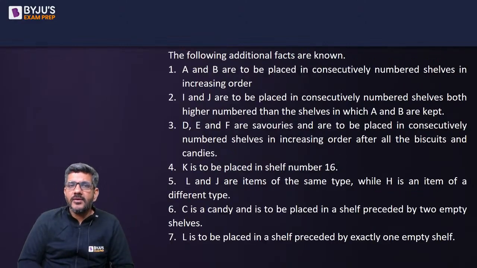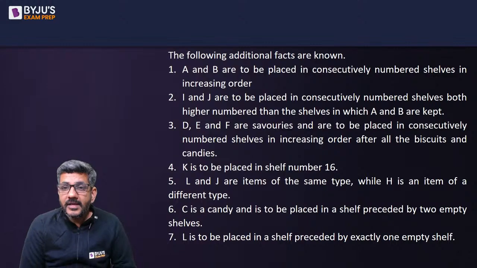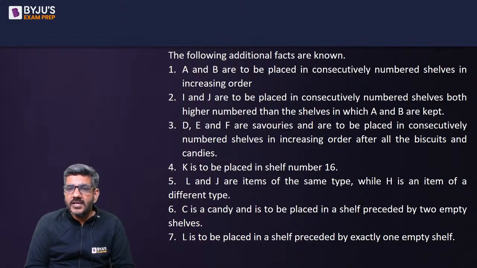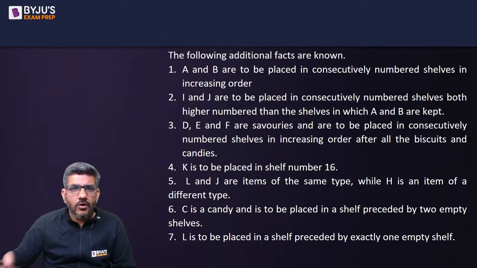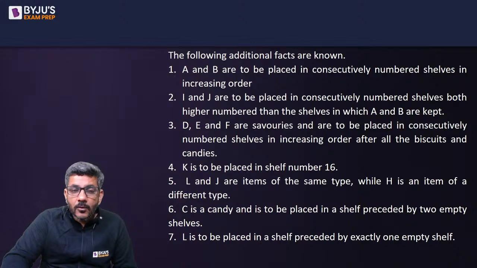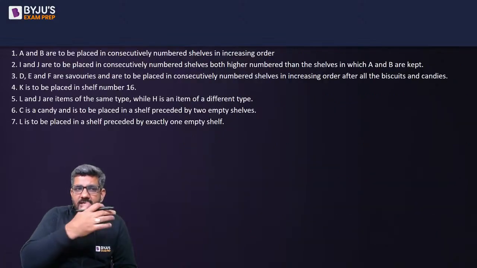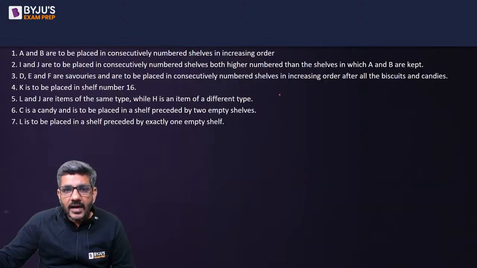And then there are more informations. A and B are to be placed in consecutive numbered shelves in increasing order. I and J are placed in consecutive numbered shelves. D, E, F are savories are to be placed, so on and so forth. All of this is given to us. What I have done, I have put up all this data on one single page. And let me write what all is given to us.